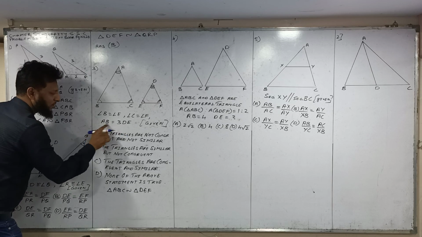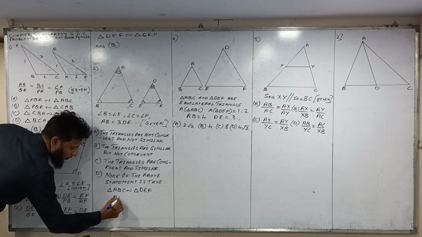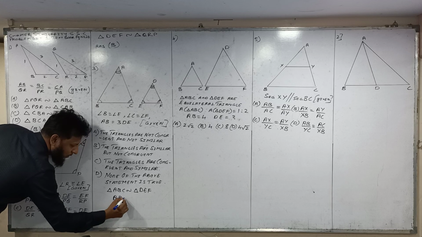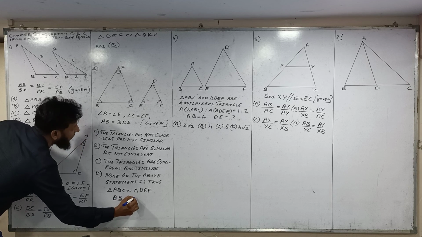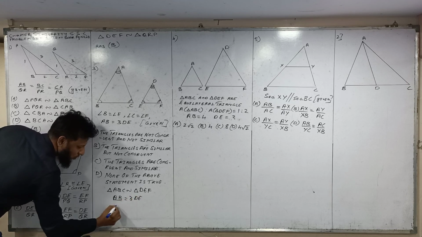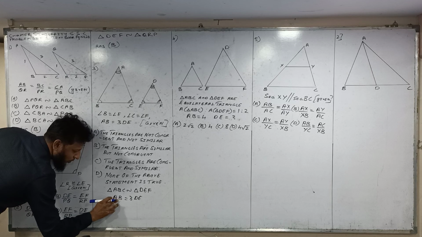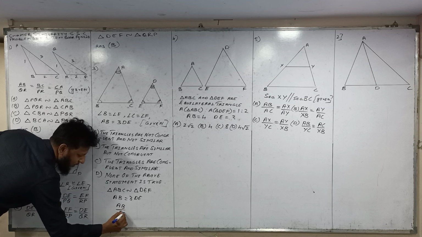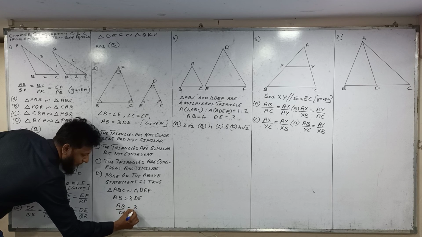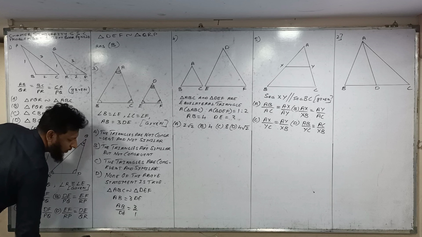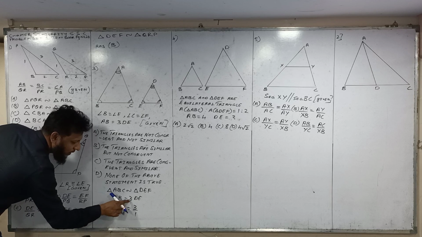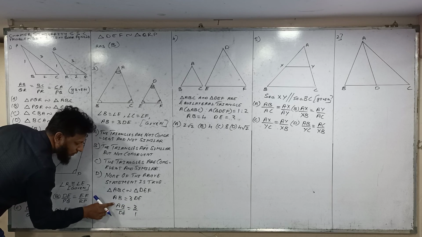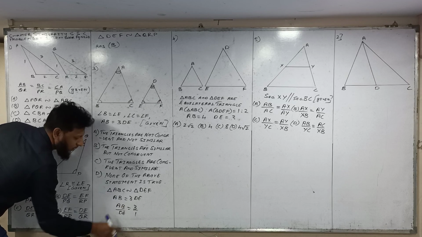We get from this that AB is equal to 3 times DE. So AB as it is, and DE will come here. So 3 upon 1. DE will come here, and 3 upon 1. So the proportional side ratio is 3 upon 1.